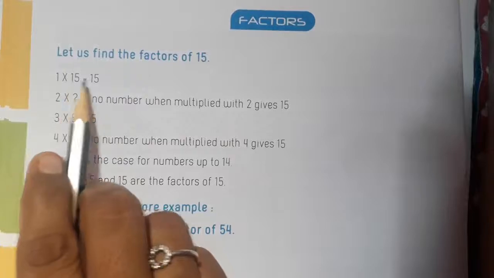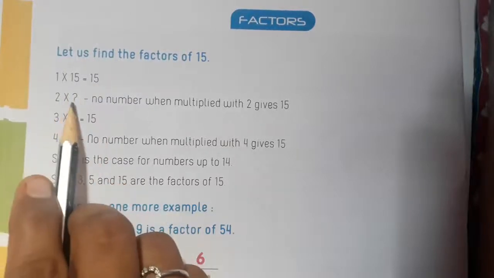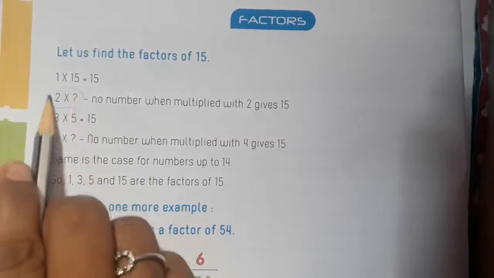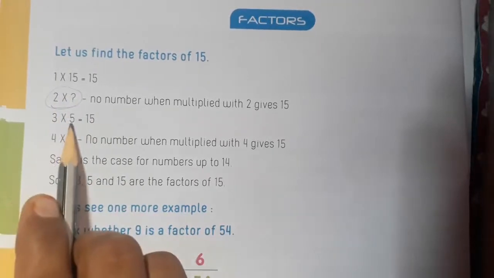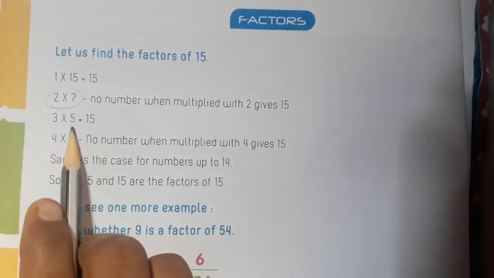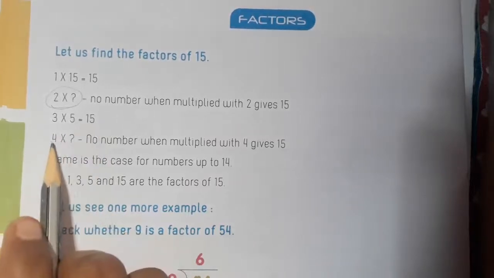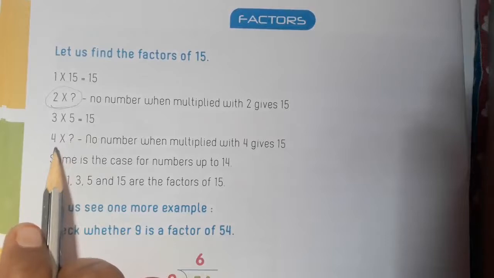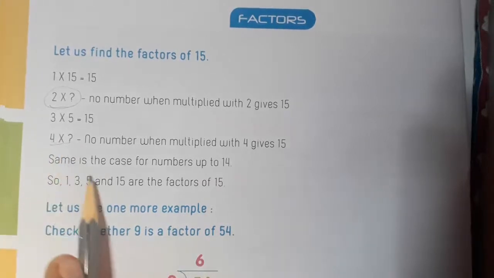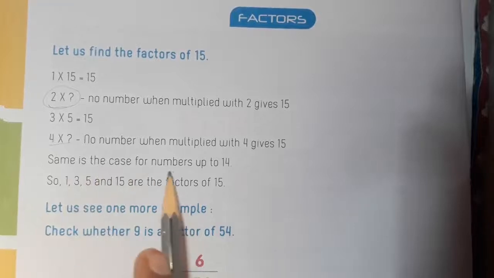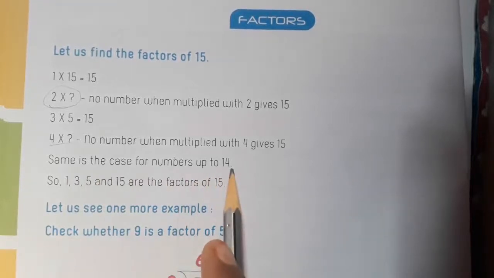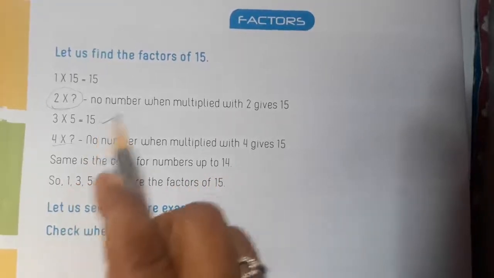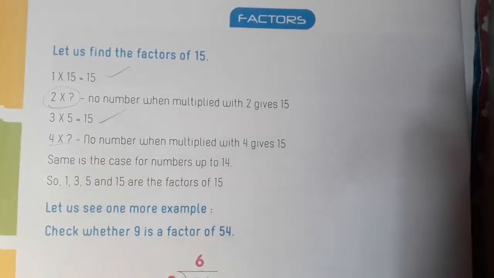See, 1 into 15, 15. 2 into, no number when multiplied with 2 gives 15. So, 2 into nothing. Next, 3 into 5, 15. 4 into, again no number when multiplied with 4 gives 15. The same is the case for numbers up to 14. So only these two cases will give us 15.